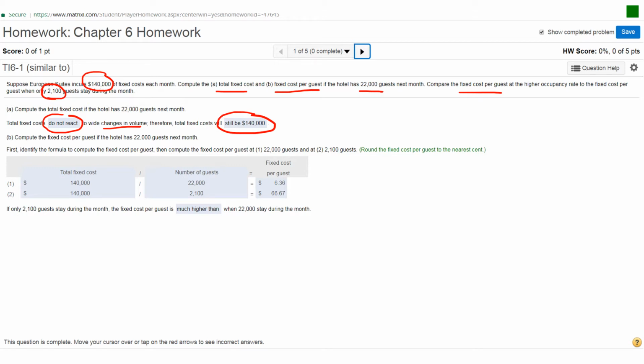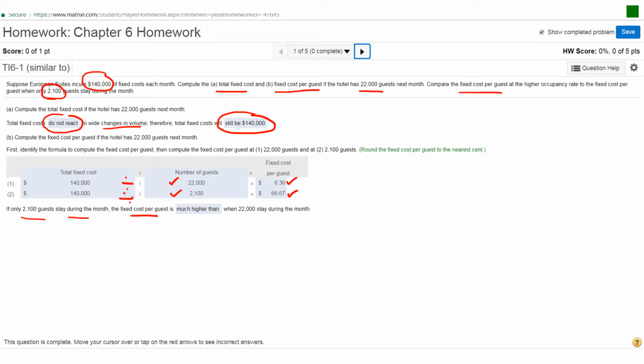So the second part of this is to get the cost per guest, you just have to divide. So if you take the 140,000 and divide by the 22,000 guests, and then take the 140,000 and divide by the 2,100 guests, over off to the side here you can see you get $6.36 versus $66.67. So obviously you want to have a higher occupancy rate because your costs are higher. If you look at it, it says if only 2,100 guests stayed during the month, the fixed cost per guest is actually much higher than when 22,000 is staying in the month.